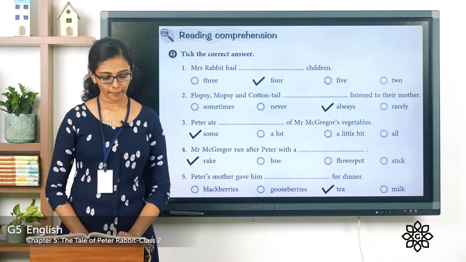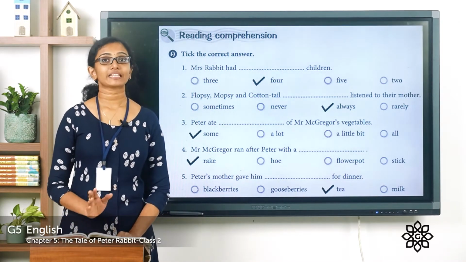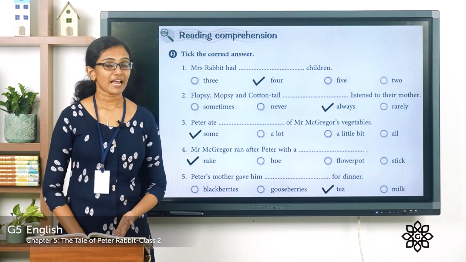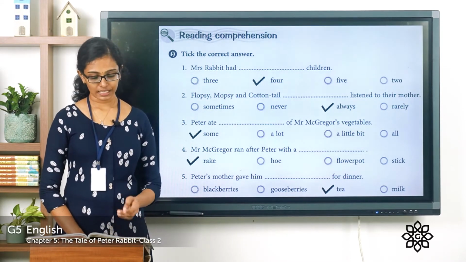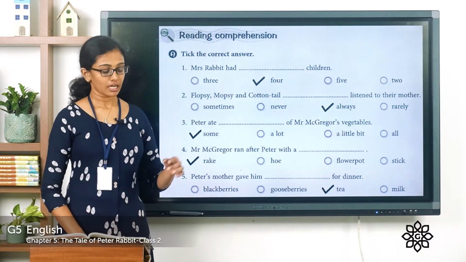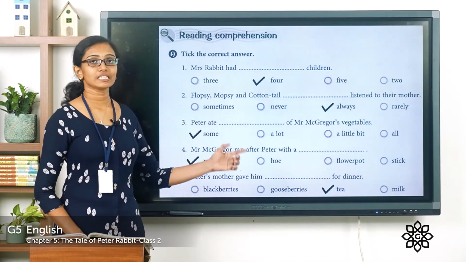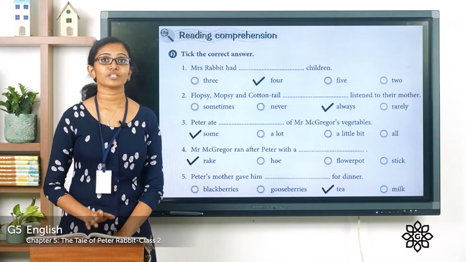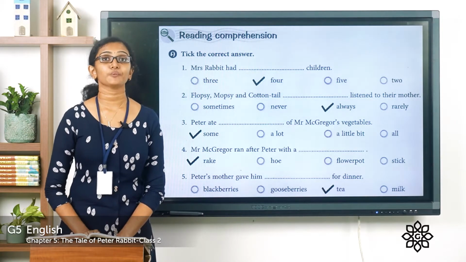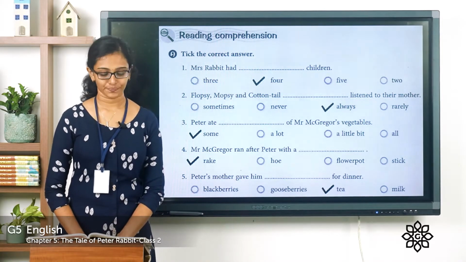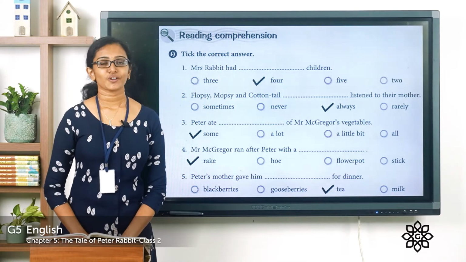Question number 5. Peter's mother gave him dash for dinner. Was it blackberries, gooseberries, tea or milk? Peter's mother gave him tea for dinner. Why? Because he was feeling unwell after being chased by Mr. McGregor. So let's move on to the next section of exercise.